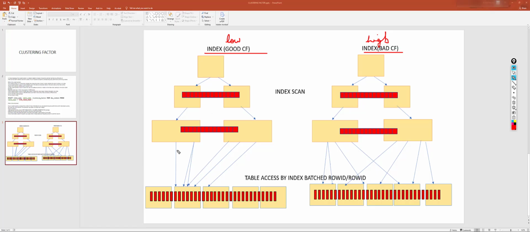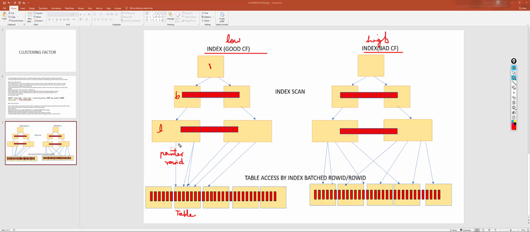So here if you see, this is the root block, this is the branch block, and this is the leaf block, just assume, and we have a table. Okay, and these are the index blocks which are storing the entries of the data. Okay, so we have a pointer, right? With the help of the row ID, the index will identify the address of a particular block, right? So all these pointers will be pointing to the table block.